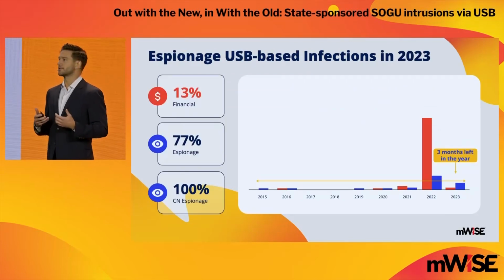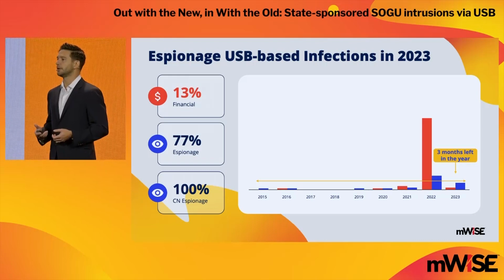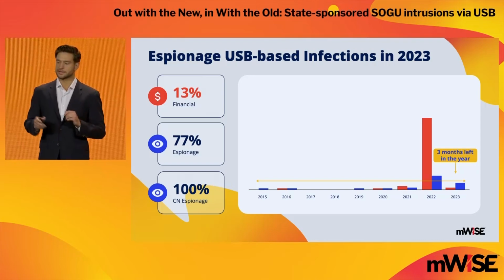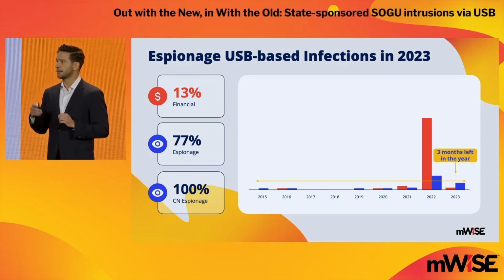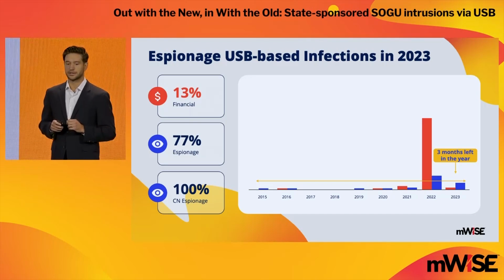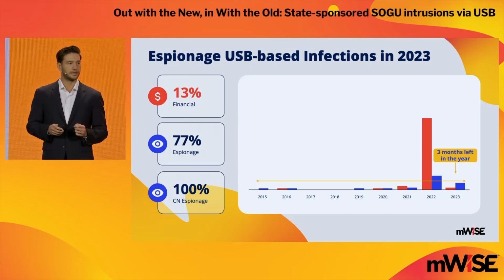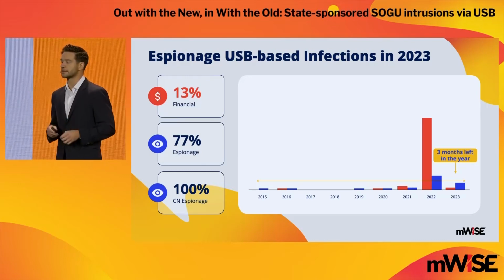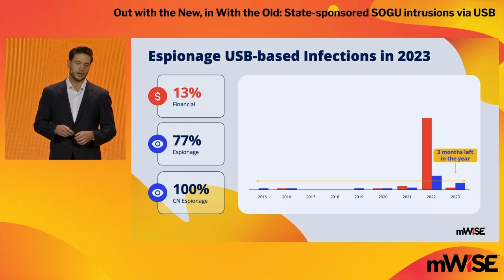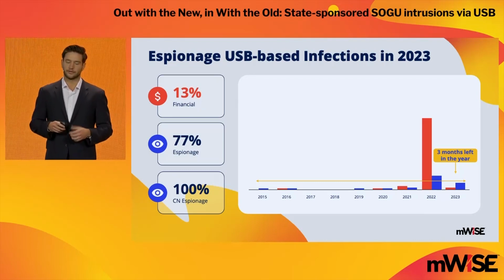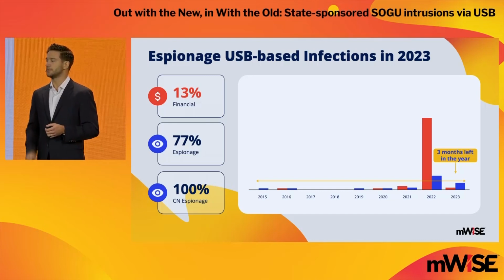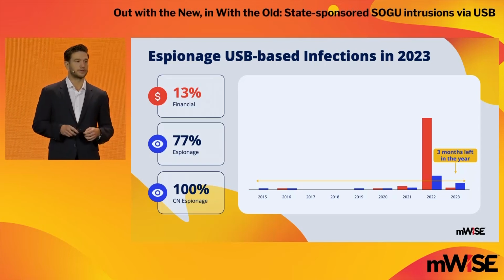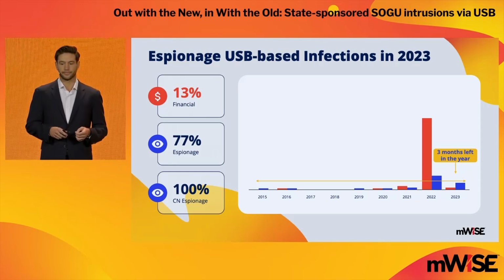Now, returning to the graph that we started with. However, this time we are including 2023 year to date. And what immediately stands out is when we split between financially motivated threat actors and espionage actors who are utilizing USB-based operations, financial is now only 13%. In 2022, it was 85%. Now, espionage has the majority of this activity. And if you recall, in 2022, out of all of the espionage groups who've utilized USB-based operations, 97% were Chinese threat actors. This year in 2023, year to date, 100% are Chinese threat actors.